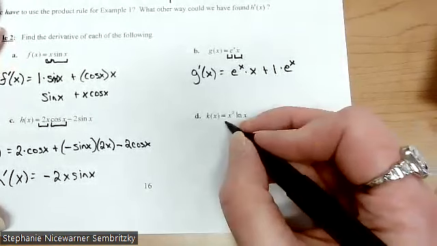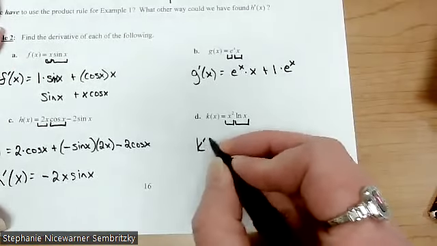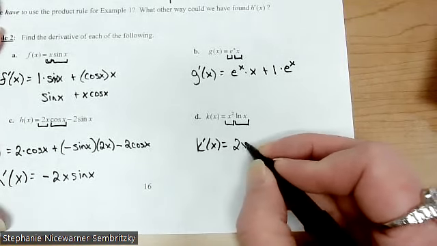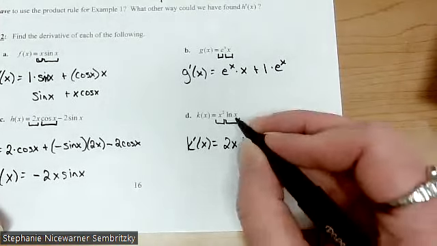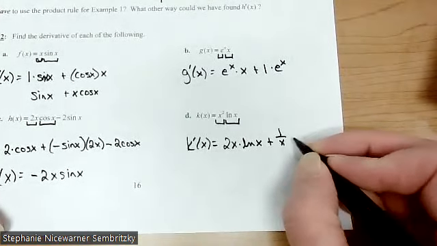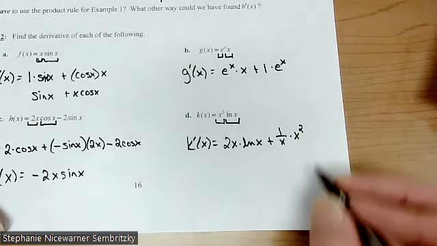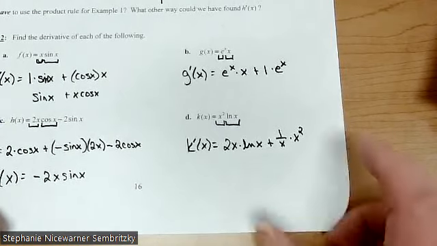Okay. Product, x squared times ln x. So the derivative would be the derivative of the first times the second unchanged, plus the derivative of the second times the first unchanged. And I could simplify that if I wanted to. For time's sake, I am not.